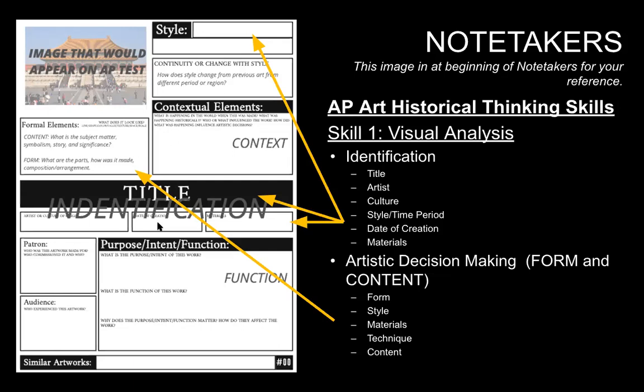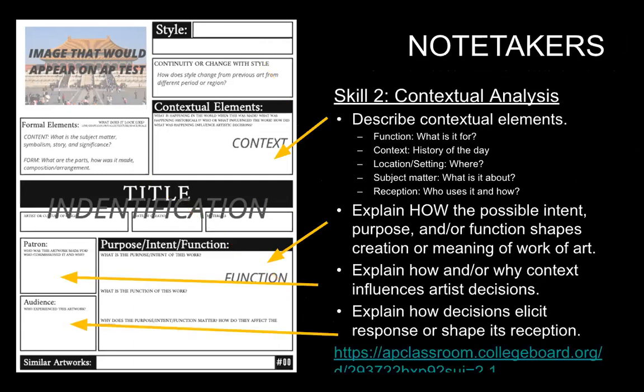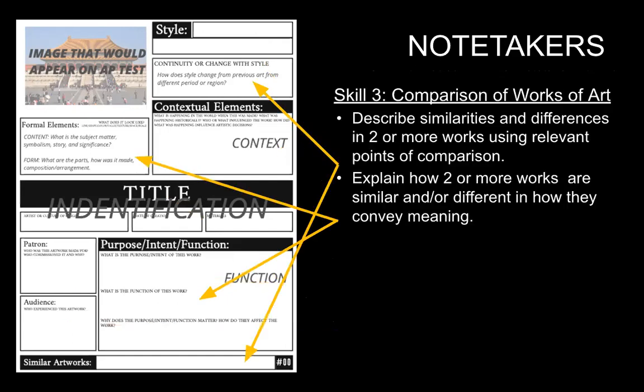So skill one is visual analysis. That's going to be your identification, your form, and your content. So that's your understanding of how the artwork was put together. The next one is contextual. This is going to be related to the history, the location, and explain some of the information about the function of it. So this is kind of like the why. The one is like the how, the two is like the why. And then skill three is going to be comparison of artworks.